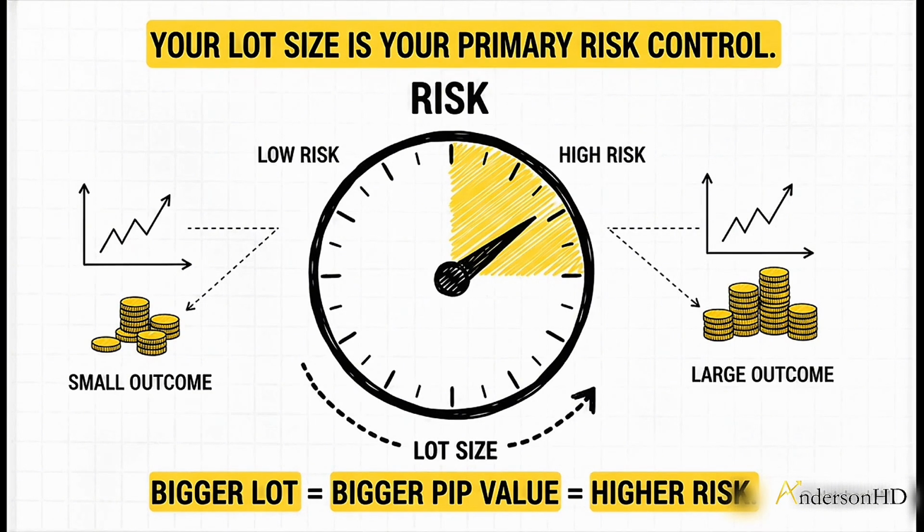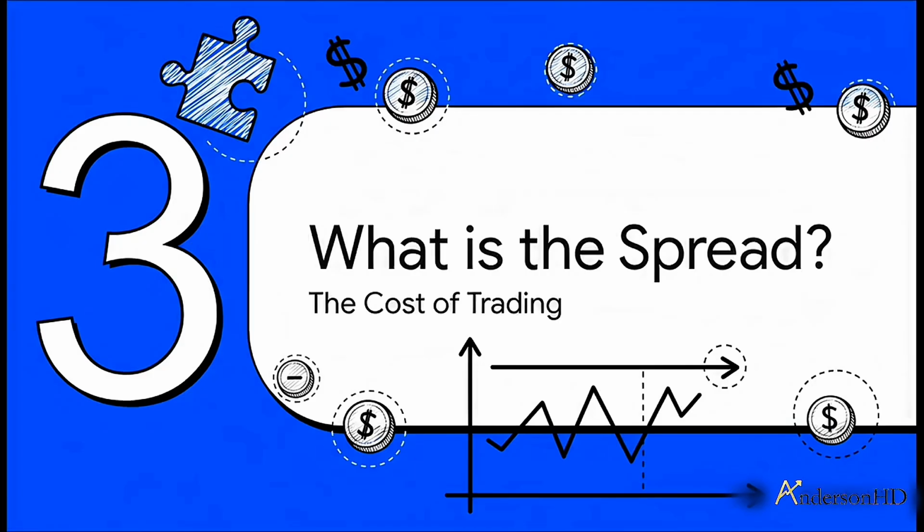And listen, if you hear nothing else today, hear this. Your lot size is your #1 risk control. It's the most powerful lever you have. A bigger lot size doesn't just mean bigger potential profits, it means bigger potential losses for the exact same amount of pips the market moves against you. It cuts both ways.